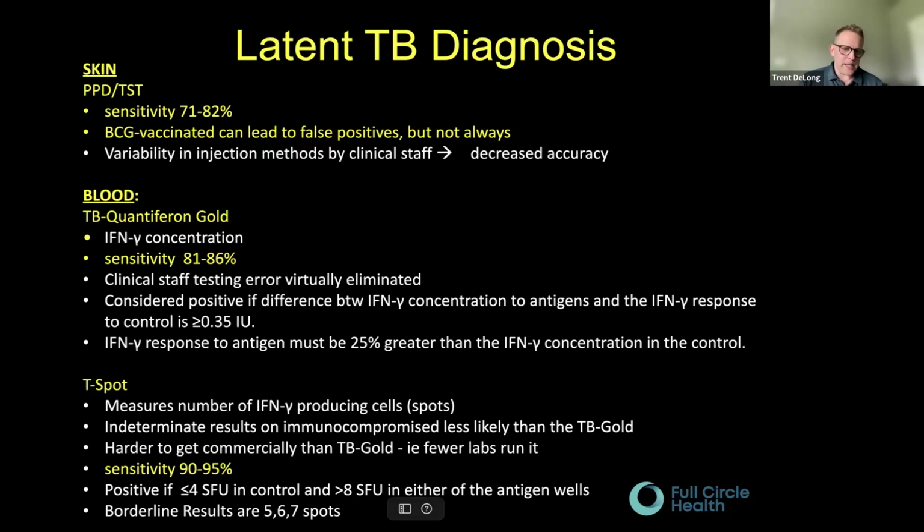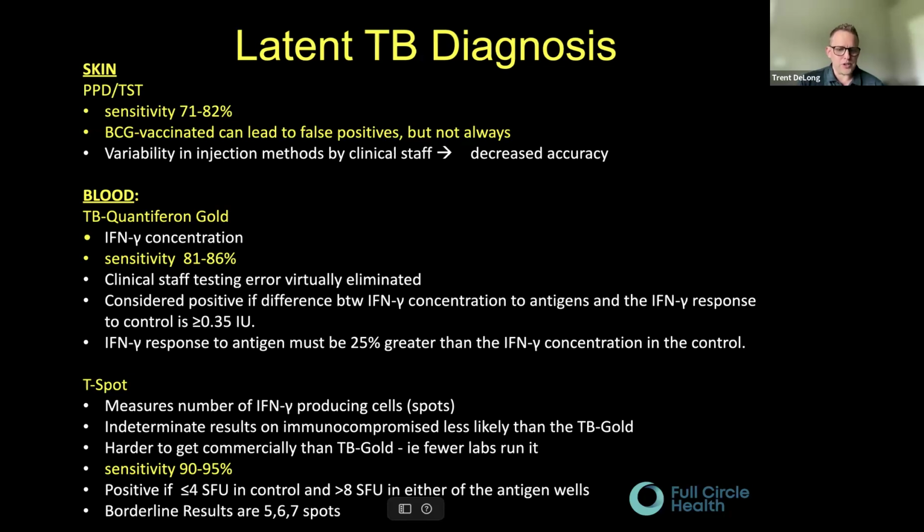As far as the T-SPOT, it measures the number of IFN gamma producing cells, or spots, if you will. Its indeterminate results in immunocompromised patients are less likely than with the TB Gold. It's harder to get commercially than TB Gold, as in fewer labs actually run it. Sensitivity approaches 95%, though. So that is a benefit.